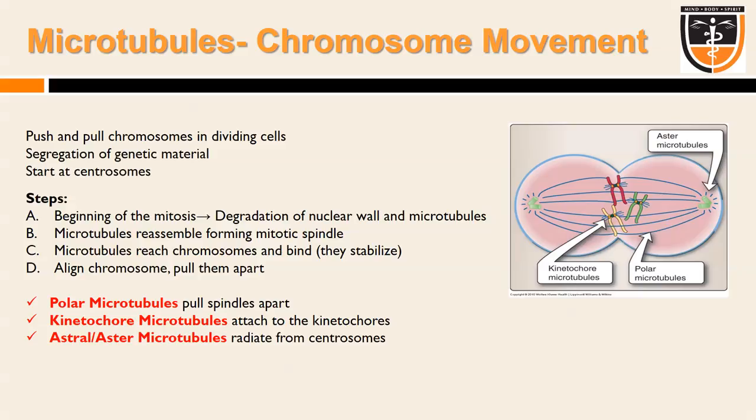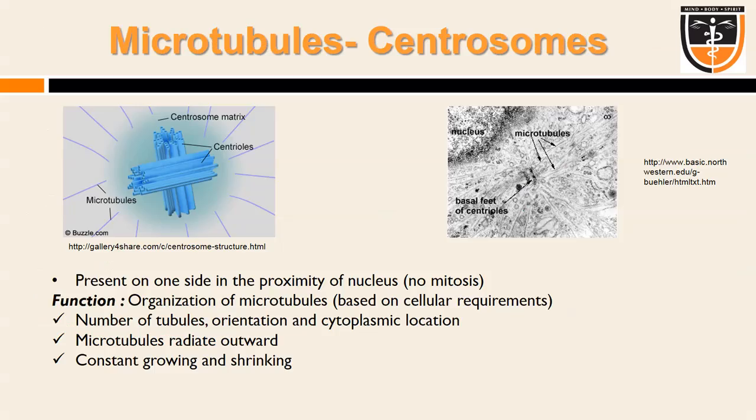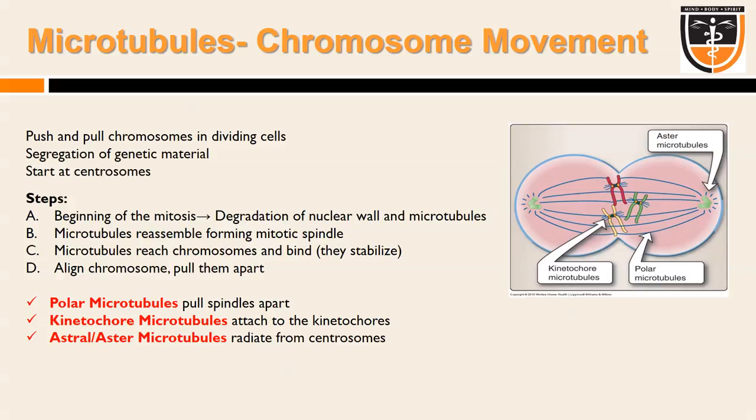So let's look at this. We'll see that at the beginning of mitosis, when the cell has just one nucleus, the nucleus will fall apart, the nuclear wall will fall apart, and all the microtubules will be disassembled in a cell that's getting ready to divide. Then microtubules will reassemble and will form the mitotic spindle between two important structures, the two centrosomes. Now you're going to have two centrosomes in the end, and they will connect with each other with microtubules. This is the formation of the mitotic spindle.